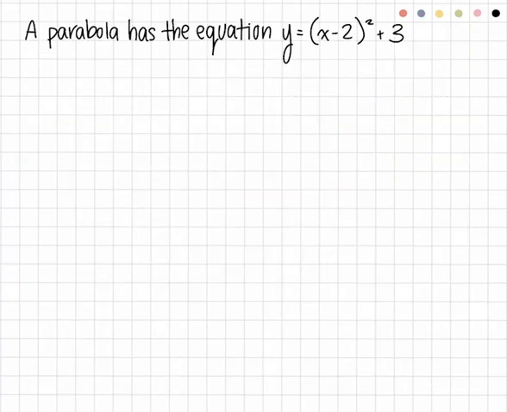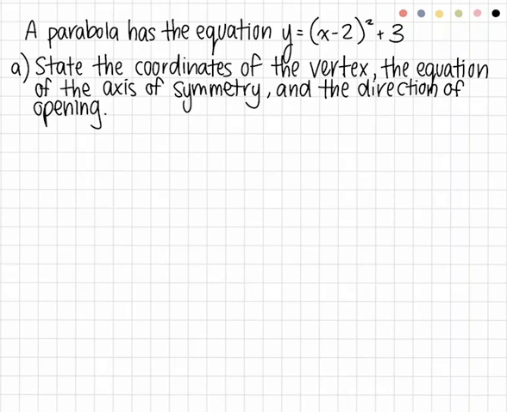Now, we're going to try one more example scenario. So let's just say a parabola has the equation y equals (x minus 2) squared plus 3. All right. So first we're going to state the coordinates of the vertex, the equation of the axis of symmetry, and the direction of opening. So they're asking for the vertex.